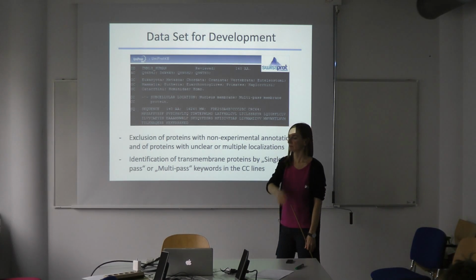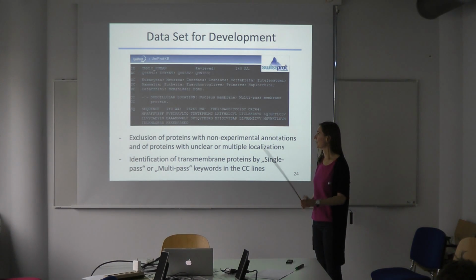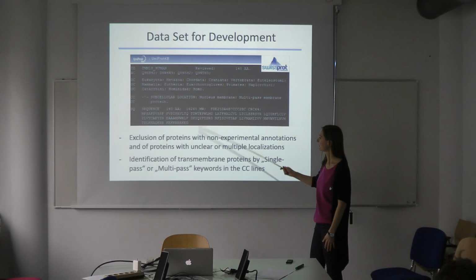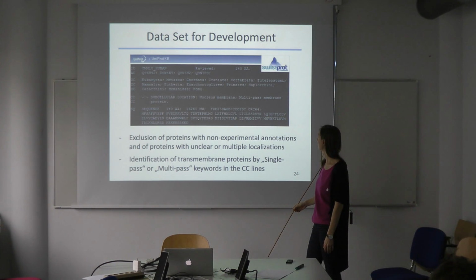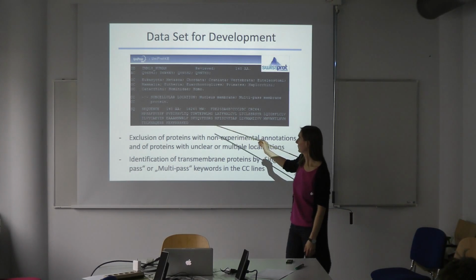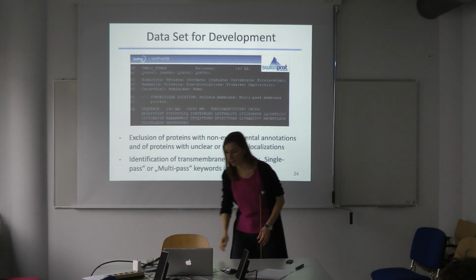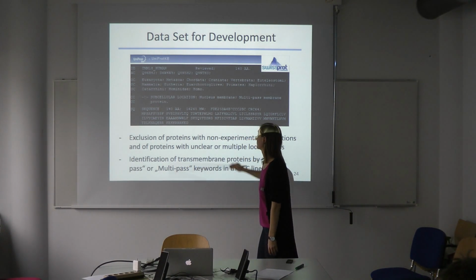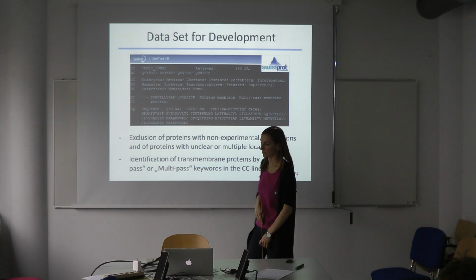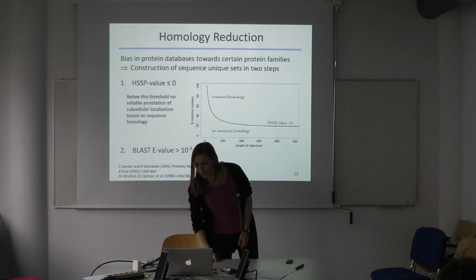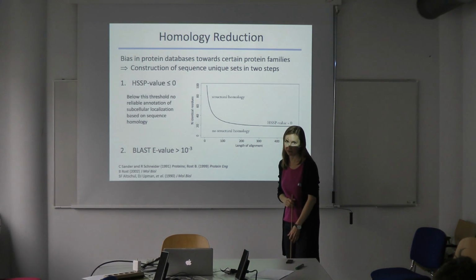Okay, so that's the resource that you also all use, that's UniProt. You extract all the proteins that are experimentally annotated from a text file that looks like that. So you have protein names, you have localization annotation, and you have a sequence. So easy. Then you have to do homology reduction.